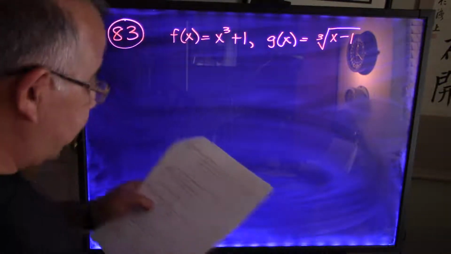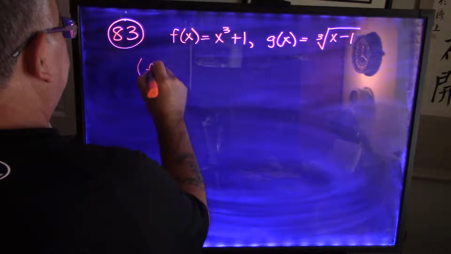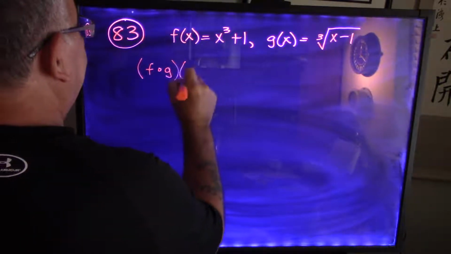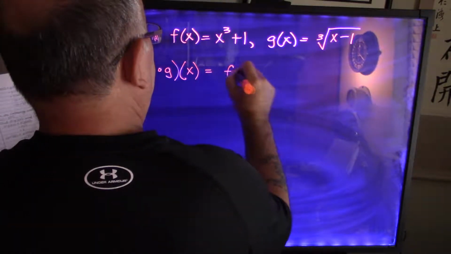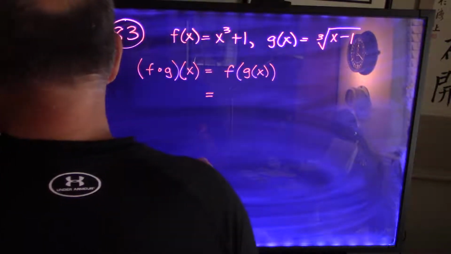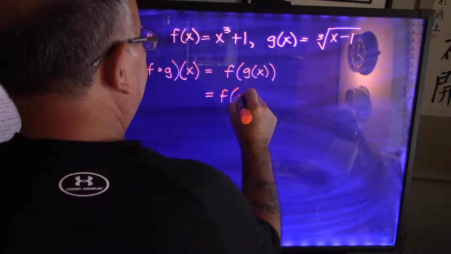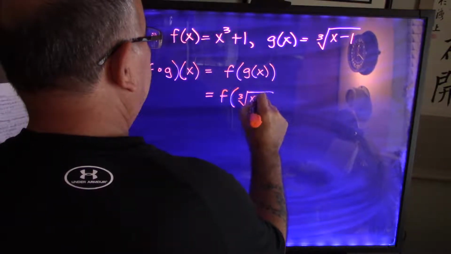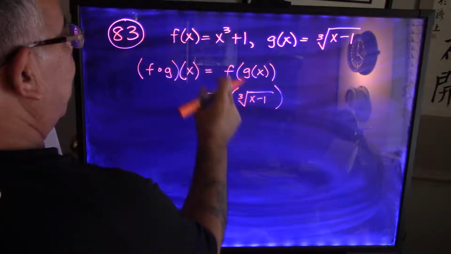Okay, number 83. What is the domain of f composed with g of x? Well, what is f composed with g of x? Let's get that first before we can answer this. So that equals f of g of x, and that's f of cube root of x minus 1. And that's, you plug cube root of x minus 1 right there.